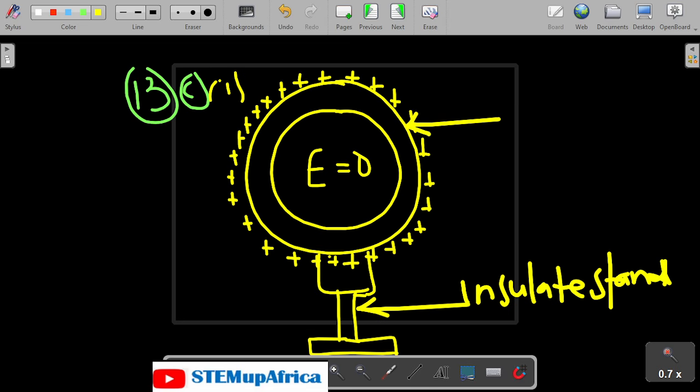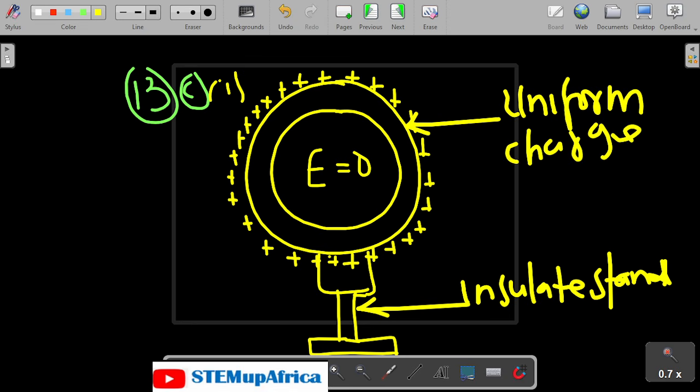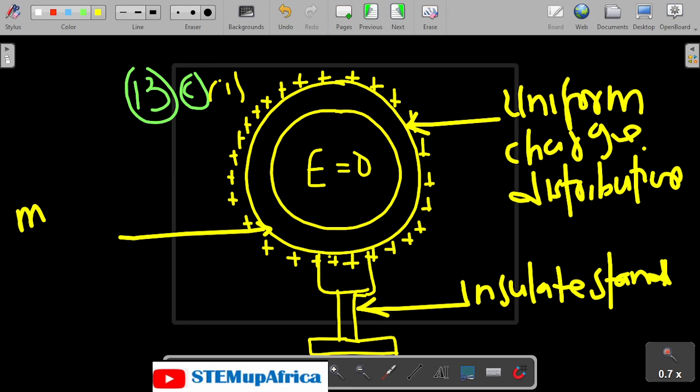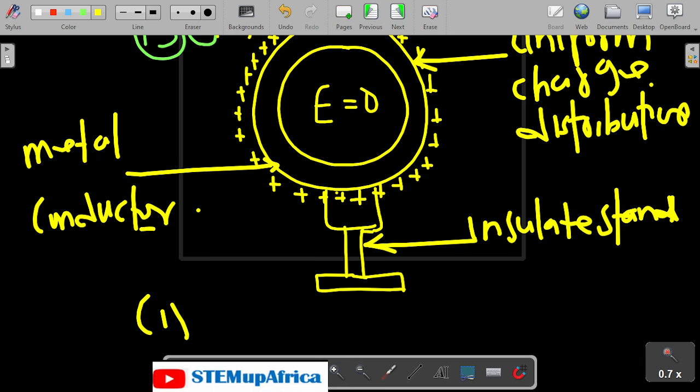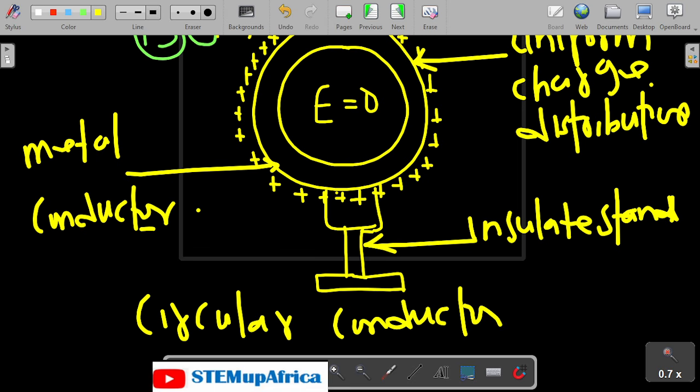So all the charges, you can see here, uniform charge distribution, which are the positive signs you are seeing there. Then here we have the metal conductor. This is our metal conductor. So this is our circular conductor. That is the diagram of our circular conductor.